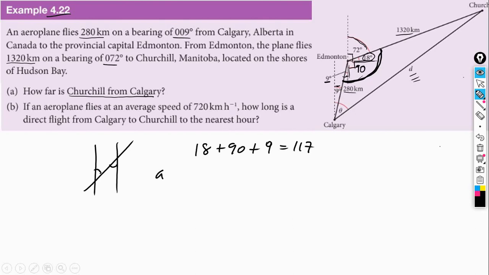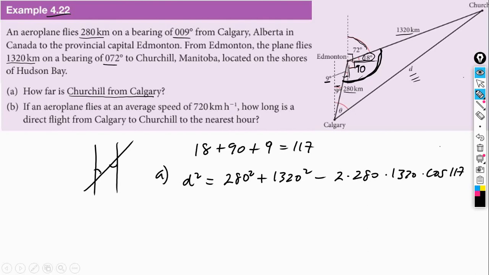So we're ready for part A, because using the cosine rule, we know that d squared is equal to 280 squared plus 1,320 squared minus 2 times 280 times 1,320 times cosine of 117. So we square root all this. Now plug the whole expression into the calculator to avoid mistakes. And we have that D is going to be approximately 1,468 kilometers.